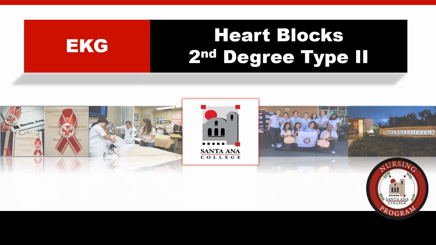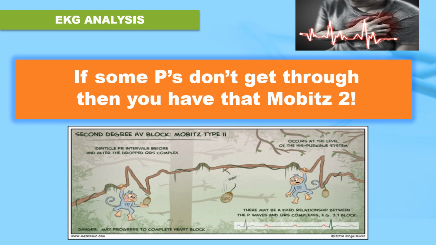All right, so we've reached the last of our heart blocks for this semester, and this is second degree heart block type 2. In fourth semester, you'll learn about third degree heart blocks, so we'll save that one until next semester. So one of the ways to remember second degree type 2 is to remember if some of the P's don't get through, well then you have Mobitz 2.